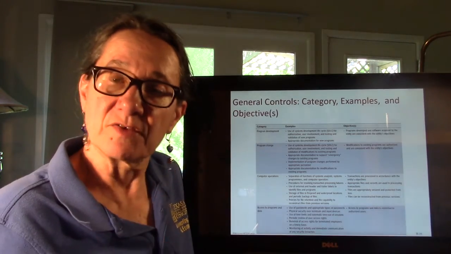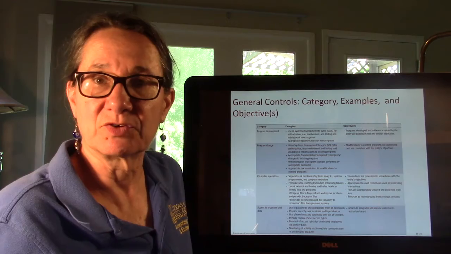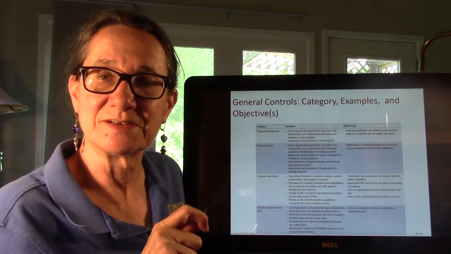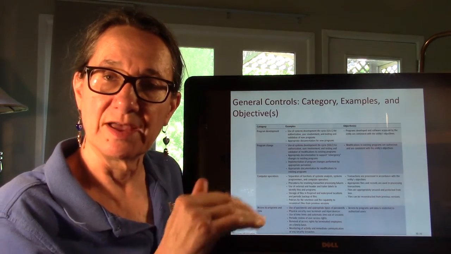So next video, we're going to talk about application level controls. So when you do a sale, when you perform a transaction, controls for actual transaction level application use.